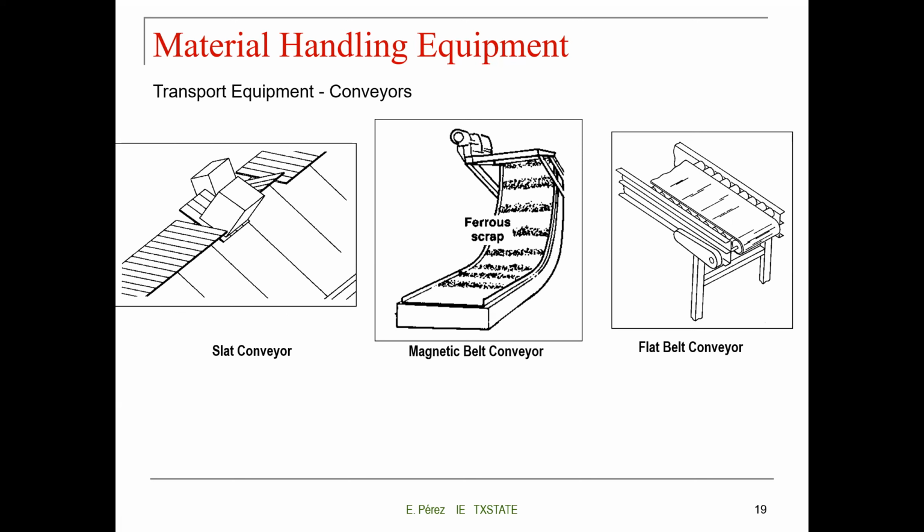Transport equipment conveyor, the slat conveyor, those are typically seen in distribution centers. So for example, UPS, they receive these boxes and they need to be split into different trucks, so you will see that slat conveyor. Magnetic belt conveyor, those are specifically for products that are to be sorted or that have some type of property. And the flat belt conveyor is very common. This has a flat surface that can move different types of products.